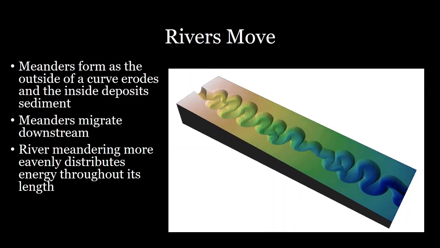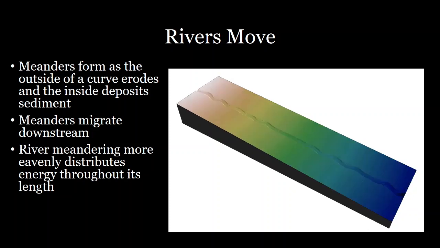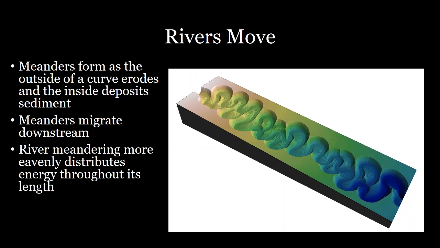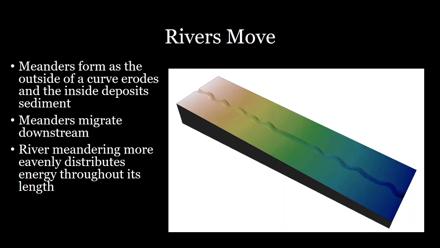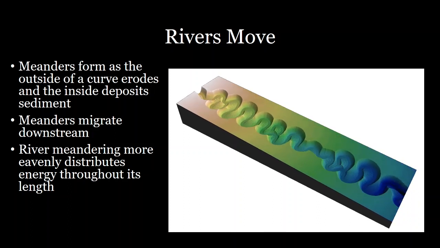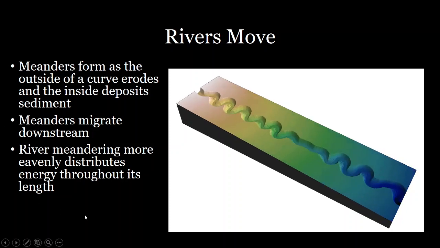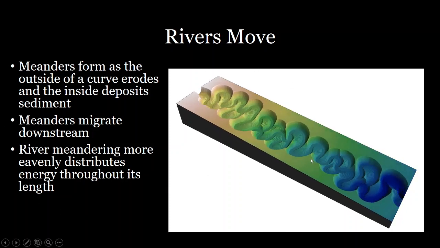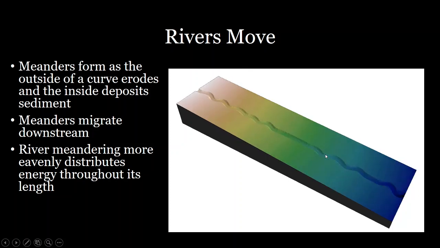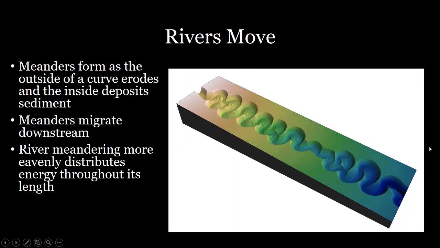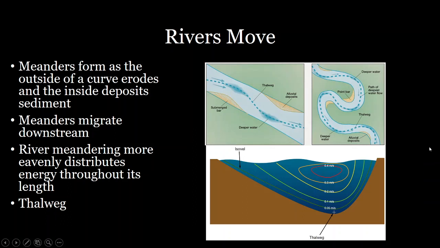Rivers really like to have fairly consistent slopes. They don't like to kind of gain energy as they move downstream, as you might get when you have a straight channel that'll accelerate as it moves downhill. Instead, it likes to form these meanders and distribute that energy throughout the length.